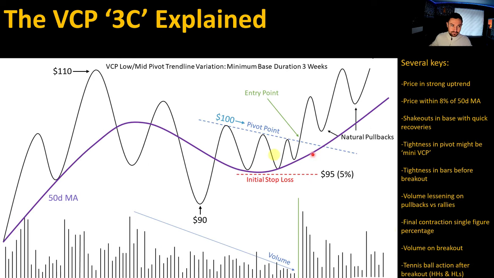Let's go on to our next slide, which is going to be the volatility contraction pattern. So it's still a volatility contraction pattern because volatility contracts, but this is called the 3C, so the cup completion cheat. And I've got a couple of examples as we go through here.